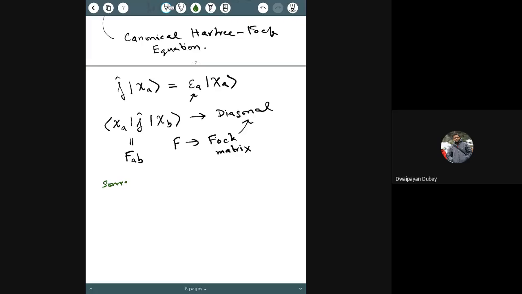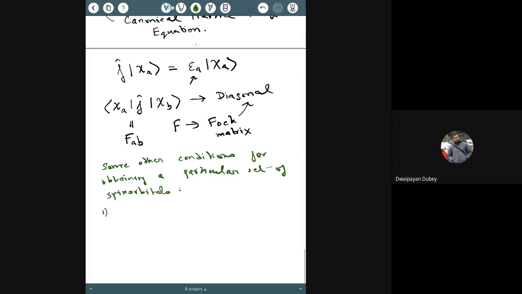Alternatively, you could have wanted some other set of spin orbitals, so some other conditions for obtaining a particular set of spin orbitals. You can want something that is most localized. So what do I mean by most localized? I mean that they have the smallest spread, the smallest spatial spread. And then they would be called localized orbitals.